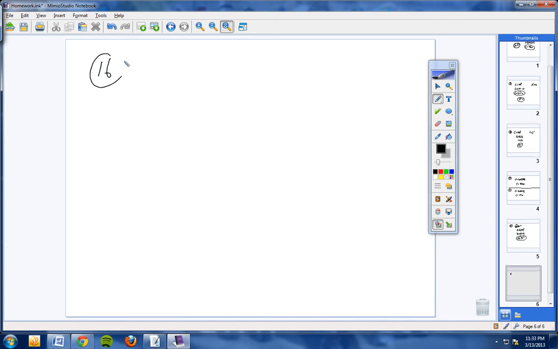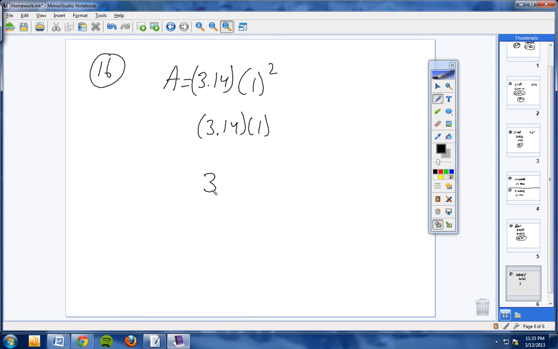All right, number 16. We're going to find the area of a circle that has a radius of 1. So area of a circle equals 3.14 times the radius is 1, so 1 squared. Well, 1 times 1 is 1, so I really have 3.14 times 1. And then 3.14 times 1 is just 3.14. And of course, they want us to round to the nearest whole number, so 3 centimeters squared.